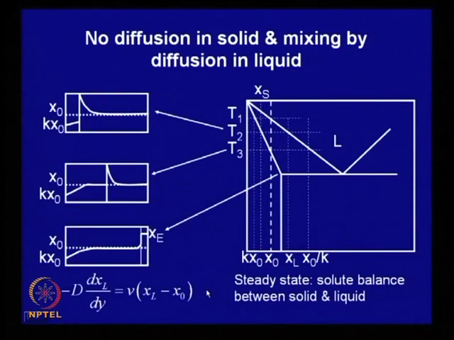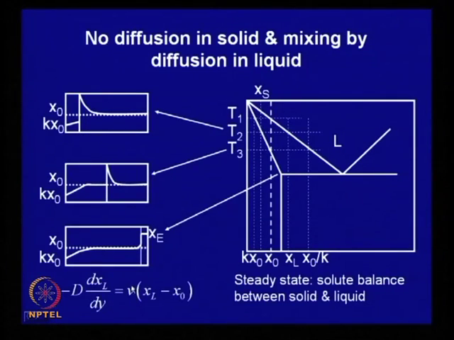Now, let us see what type of equation you get if you balance the solute movement. Say x L is the liquid concentration and x naught is the solid concentration when the solidification starts, and we assume that this interface moves with the velocity v.